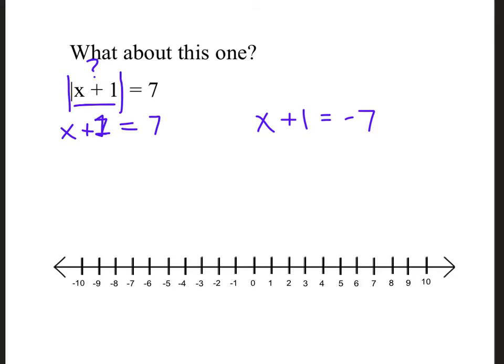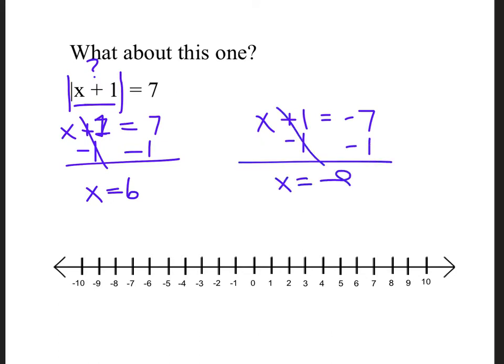So if we get this absolute value all by itself, it's going to be equal to 7 or negative 7. But it just so happens there's something going on inside. So once we have these two equations, we then have to solve them. So x could be 6, or x could be negative 8. Maybe some of you figured that out on your own. If you add 1 to both of these, 6 plus 1 is 7, and negative 8 plus 1 is negative 7. So the solutions to this absolute value equation are 6 and negative 8.